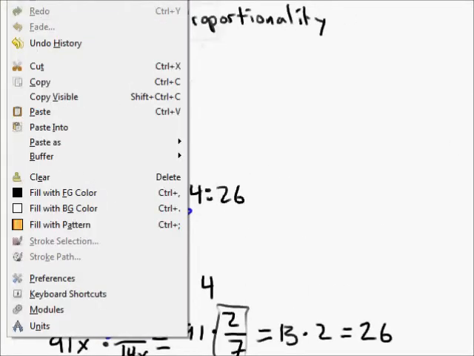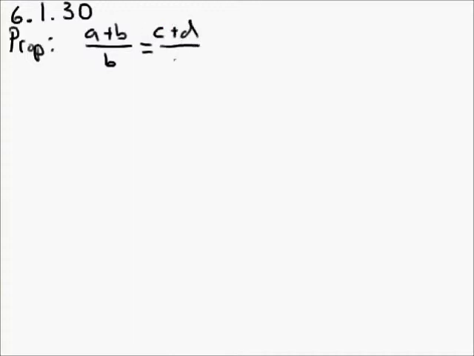Okay, now let's go ahead and take a look at a few more problems. I want to take a look at number 30 now. And we're asked to prove, so our proposition is (A plus B) divided by B is equal to (C plus D) divided by D, and that implies that A over B is equal to C over D.